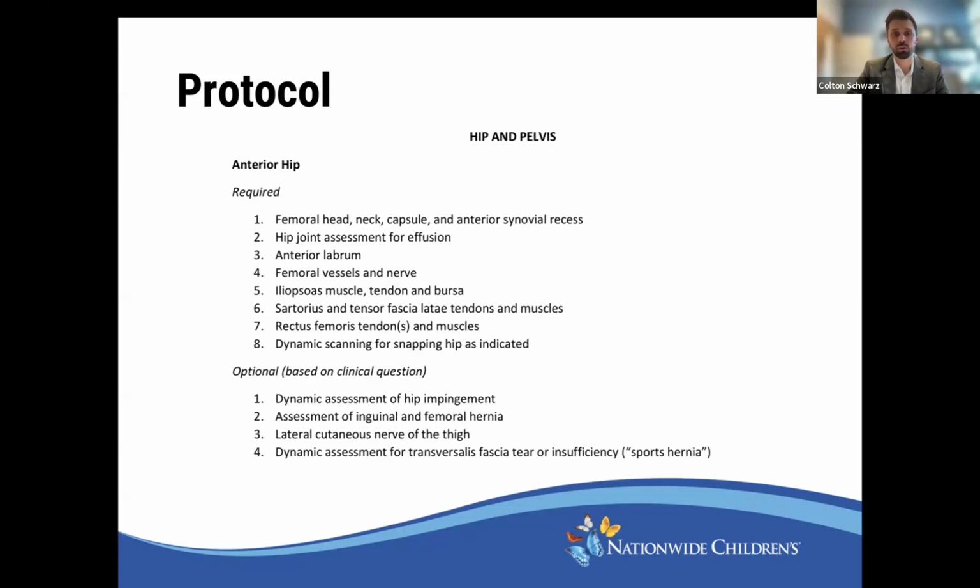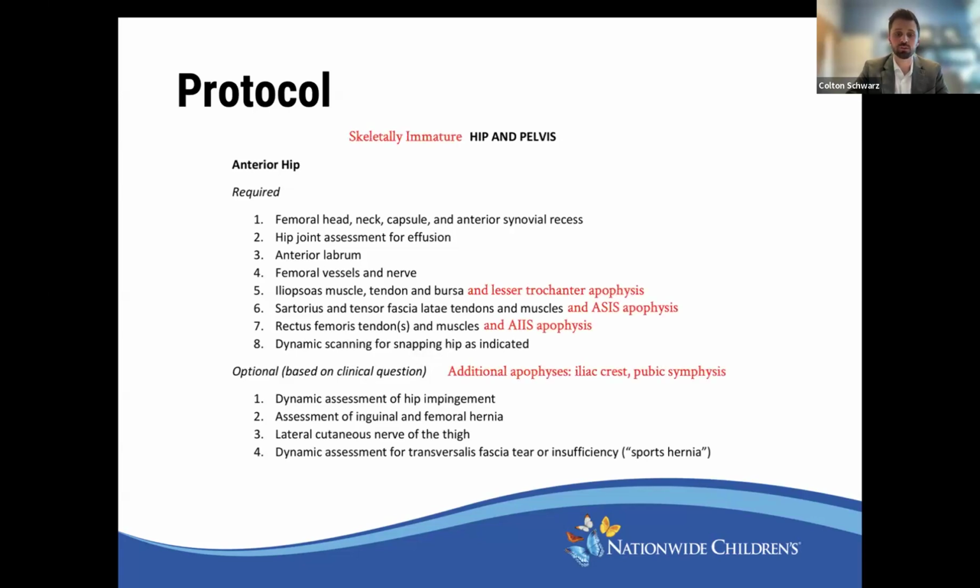And then we'll hit up the sartorius, TFL, rectus femoris tendons. And then dynamic scanning for snapping hip, we actually will do in this patient. And then under the optional section, you'll see the dynamic assessment for hip impingement, which we decided to do for our patient given his anterior hip pain and bilateral cam deformities on the radiographs that we got.